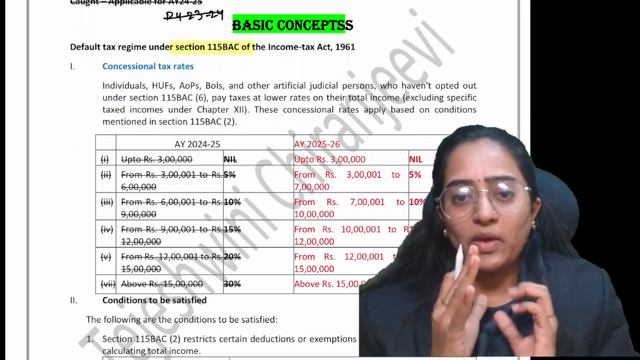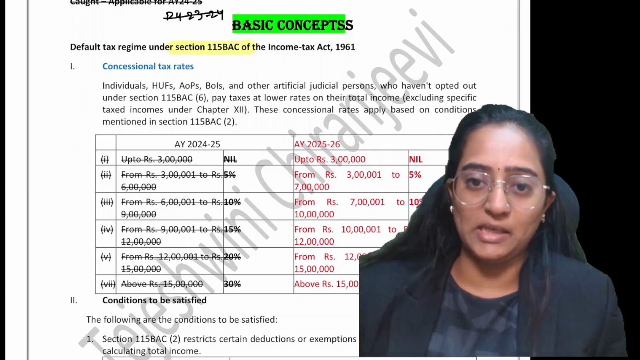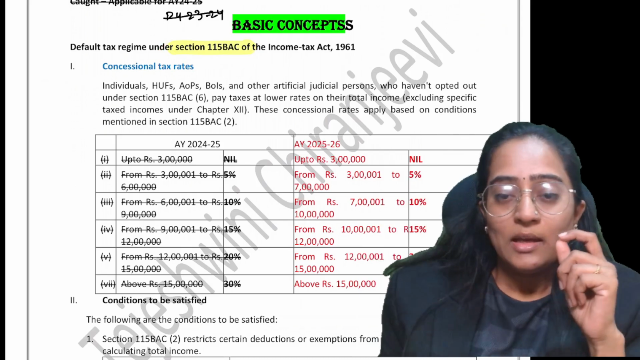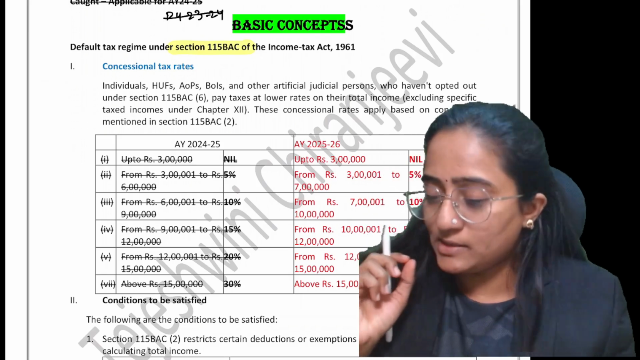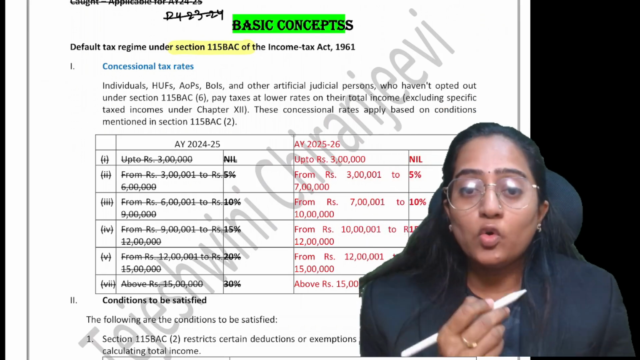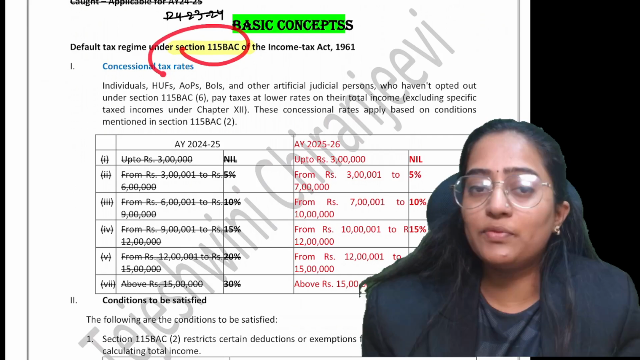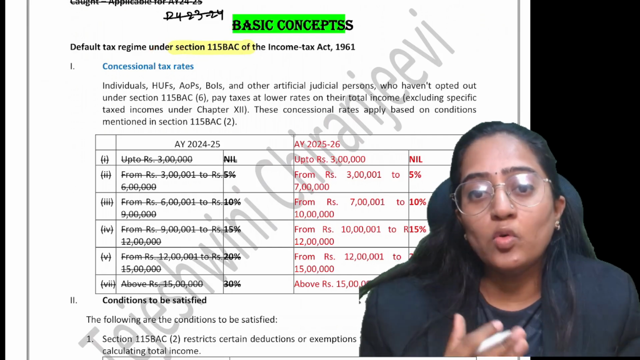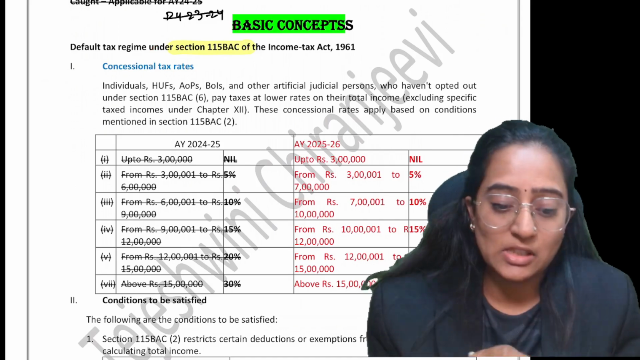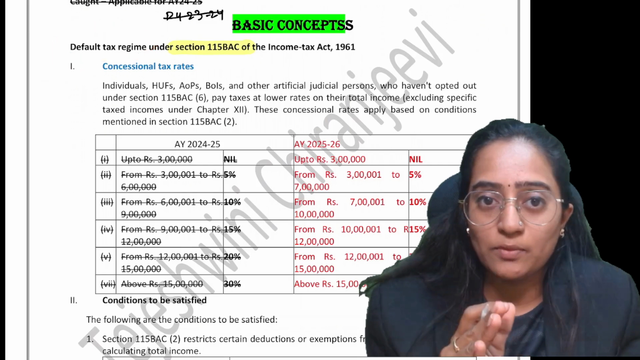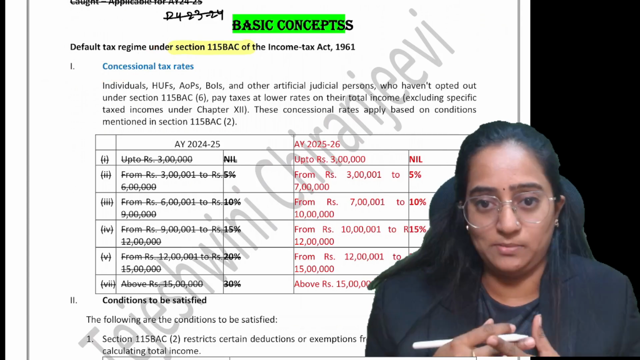The first and very important amendment is going to be under section 115BAC. We are going to call it the default tax regime in one place, and we can call it 115BAC also. Opting out of the default tax regime means the optional tax regime, which is nothing but the normal provisions. The default tax regime, 115BAC, and concessional tax rates are all interchangeable names.